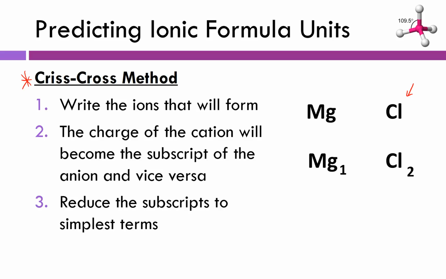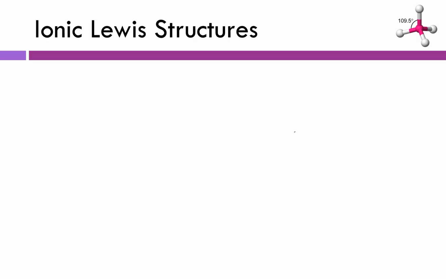Let's get rid of those charges. We reduce the subscripts to simplest terms. That 1-to-2 ratio cannot be reduced anymore and still keep them as whole numbers, but we don't write 1 in the actual formula. It's implied. So MgCl2, you just push it together, and there you have your formula of the compound. Let's do a little bit of practice with that.